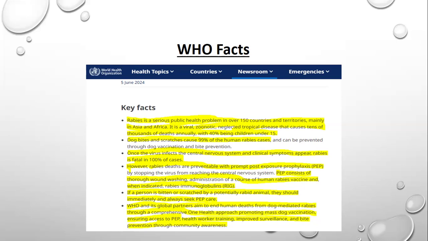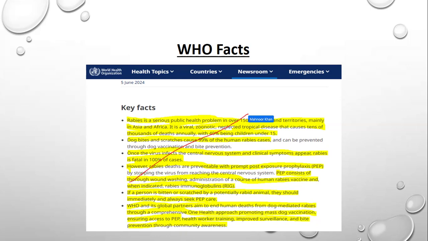However, rabies deaths are preventable with prompt post-exposure prophylaxis. Post-exposure prophylaxis consists of thorough wound washing, administration of a course of human rabies vaccine, and when indicated, rabies immunoglobulin. If a person is bitten or scratched by a potentially rabid animal, they should immediately and always seek PEP care.